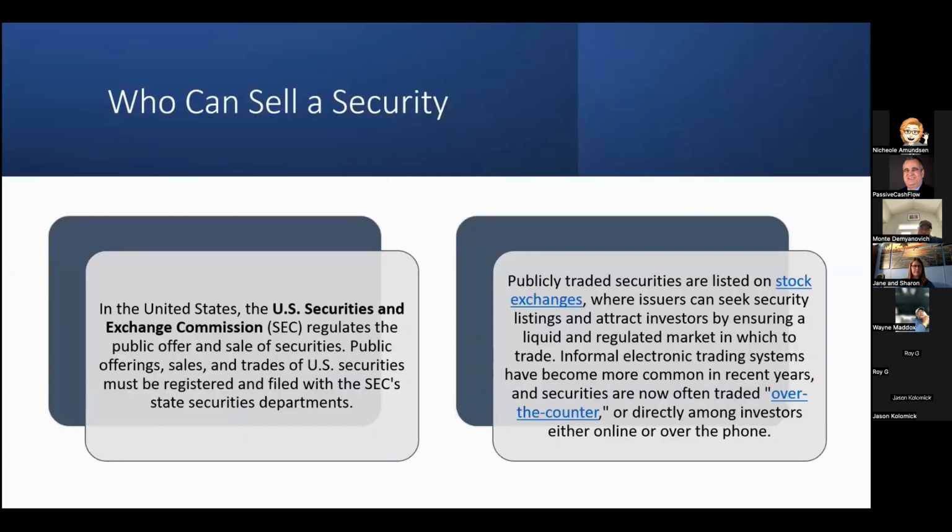So these are just four quick things that I picked up off of the SEC and a couple of other sites, that the U.S. Securities and Exchange Commission regulates public offerings and sales of securities. So anytime a stock goes public, right, it is regulated by the SEC, and it has to be registered and filed. So when we are raising money and taking in private investors, right?